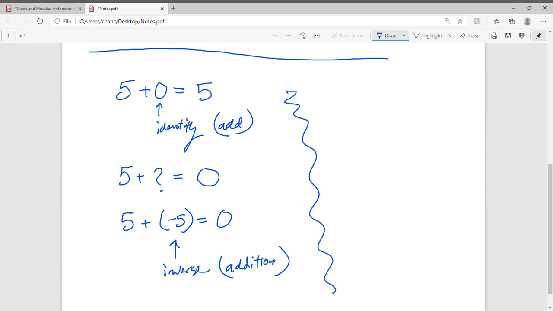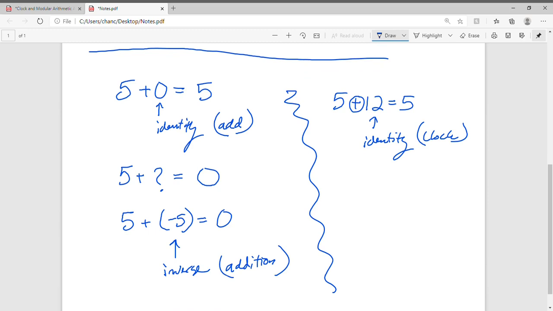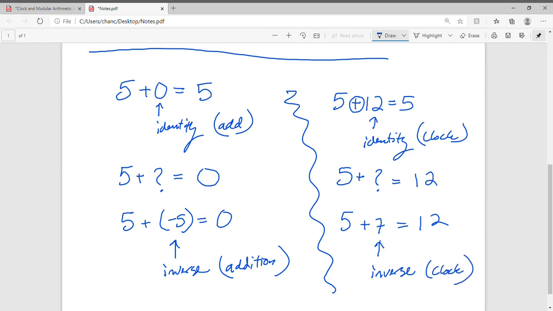Now let's look at the other side. Let's look at clock arithmetic. For clock arithmetic, we know 5 plus 12 gives me 5 back. 12 is our identity, and that's for clock arithmetic. Now to find the inverse, I would have to say 5 plus what gives me the identity back, which is 12. So in this case, 5 plus 7 gives us 12. So 7 is our inverse. And this is our inverse for clock arithmetic.